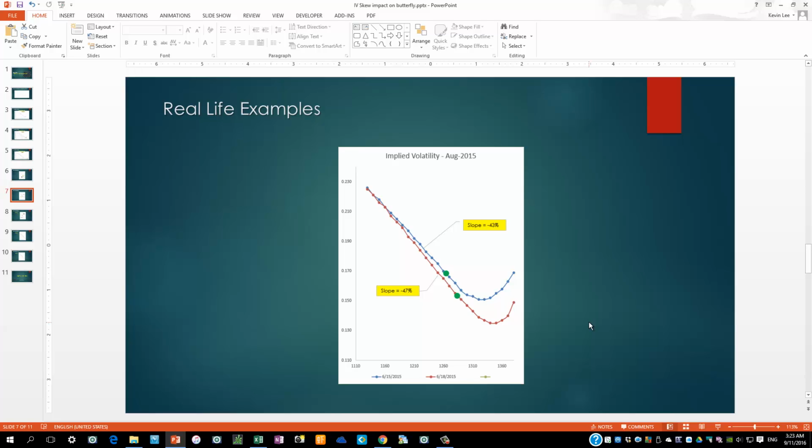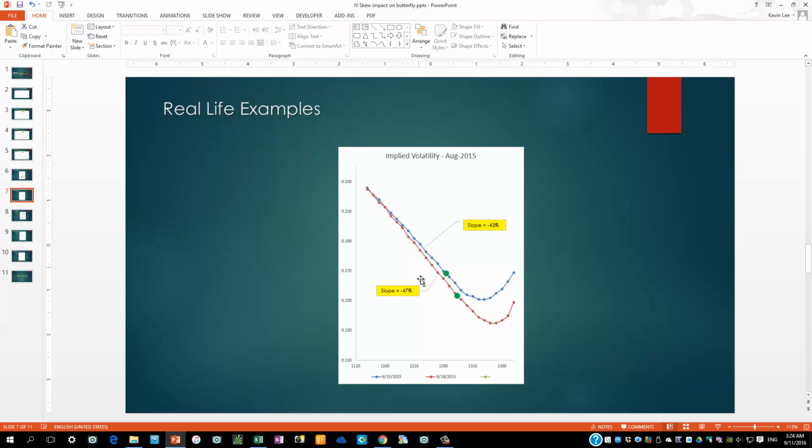Let me show you how you can make use of this information in real life trading. Now assume for a moment we are going from the red line to the blue line. The market dropped from this point down to this point, probably about a 30 point drop. The IV increased and the IV skew flattened.